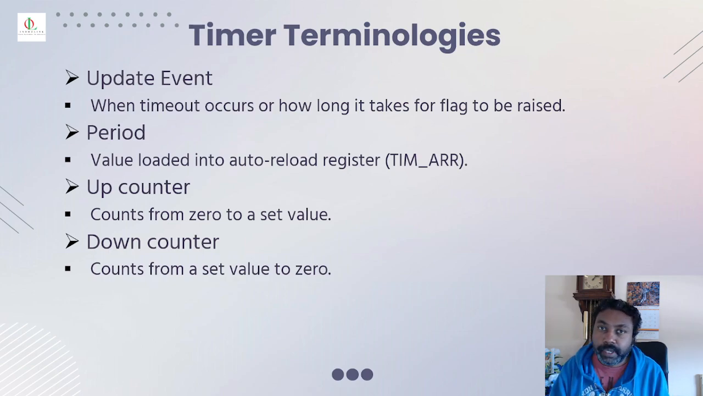And then the up counter, as you know by the word, starts to count from 0 to the top value. And the down counter also starts to count down from the top value to 0. So these are some of the terminologies.